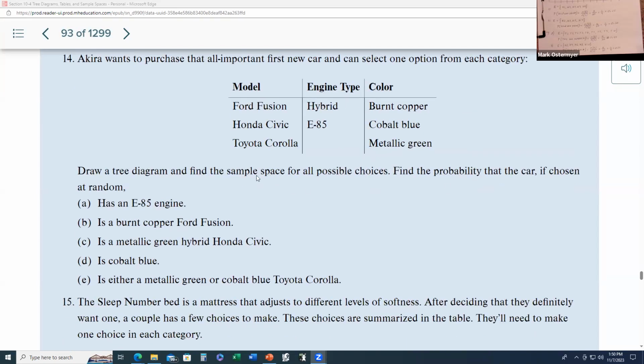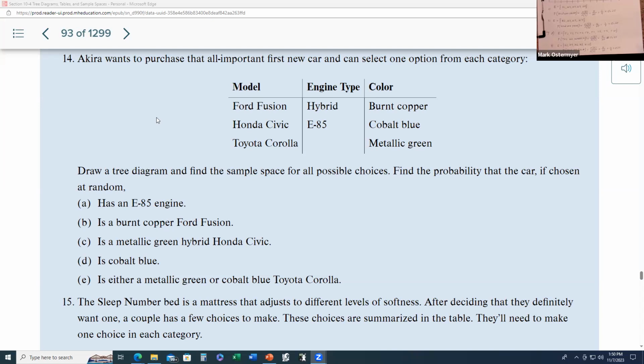So, ladies and gentlemen, either make a table or draw a tree structure to enumerate all the possible combinations or outcomes. And then you can answer these questions here, compute these probabilities, A through E, okay? So number 14, go to it. Again, you can either make a table or a tree structure. That's up to you, okay?